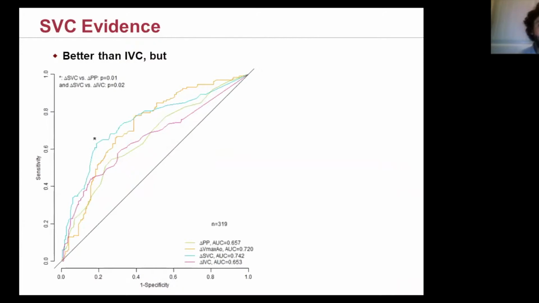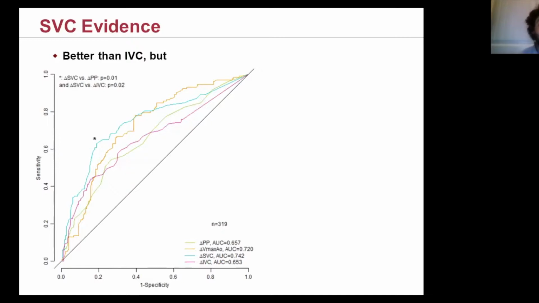When we think about the ability of the SVC to predict who's going to respond to volume, who's going to improve their shock state based on their SVC dynamics, we can look at this large study that was done in France by Vieillard-Baron et al. I find this study to be really valuable. It was more than 300 patients, and they had performed a number of different evaluations on them, repeated those evaluations with 2 observers, and then gave them all a fluid bolus to see whether they responded.